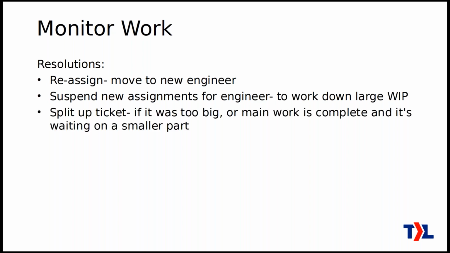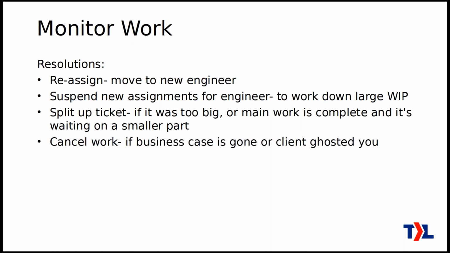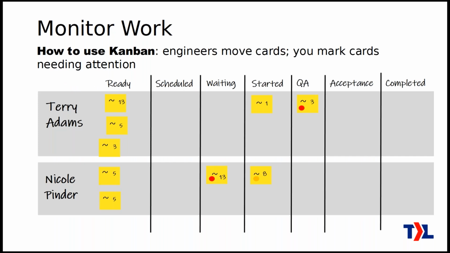Maybe a ticket ended up being too big, and the engineer has done the most important half of the ticket, but there's still half of the work to do. Maybe you just want to split that up into two tickets, so the most important half is already done, and you make a second ticket that reflects the other half of the work. It could be that you just need to cancel that work entirely. Maybe you found out that the business case is gone, or you needed some information from the client and they're not responding. So it could be that you just cut that off. Don't plan to do that anymore unless the client gets back to you.